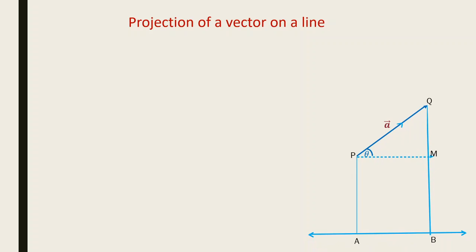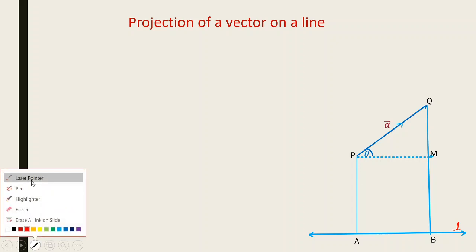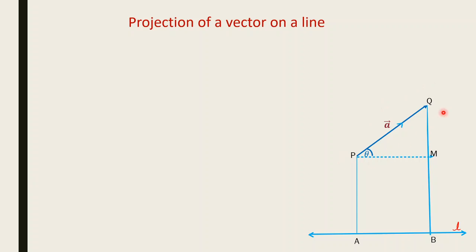So now see here, I hope you can see here, just imagine this is a line L, AB is a line L. Now here is a vector A, or you can call it vector PQ. I want to know the projection of vector A or PQ on line L. They will ask the question, projection of PQ on line L or projection of vector A on vector B, whatever it is.